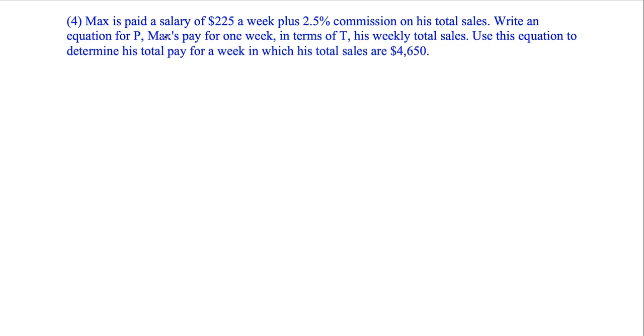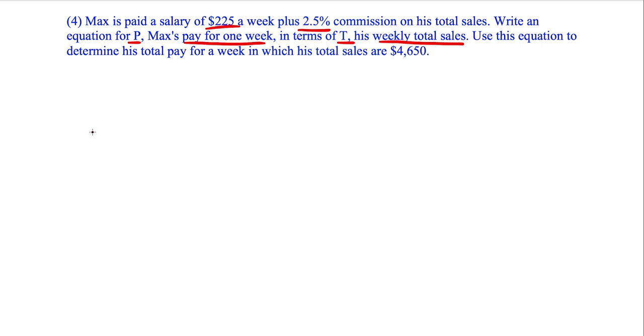So for question 4 here, we have Max making a salary of $225 a week, 2.5% commission, and we have to write an equation for capital P, which is Max's pay for 1 week, and it's got to be in terms of capital T, which represents his weekly total sales. So we're going to use that then to answer the rest of the question.